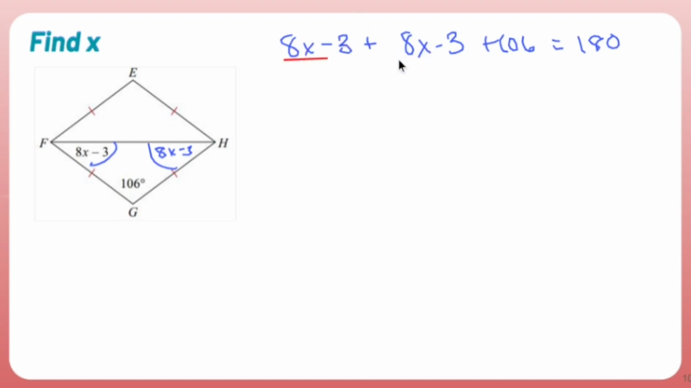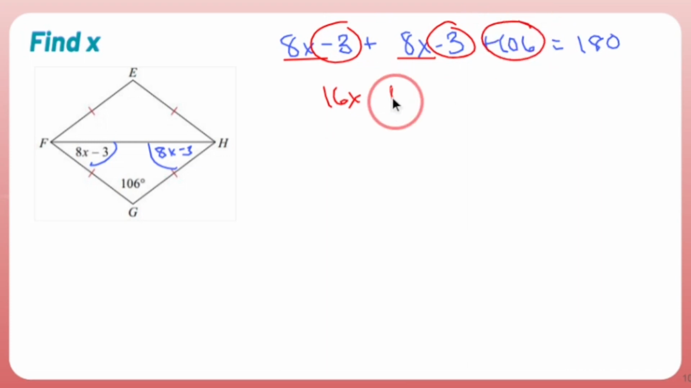So I have 8x, that's 16x. We're combining like terms. I have negative 3, another negative 3, which is negative 6, and 106, which is a perfect 100.